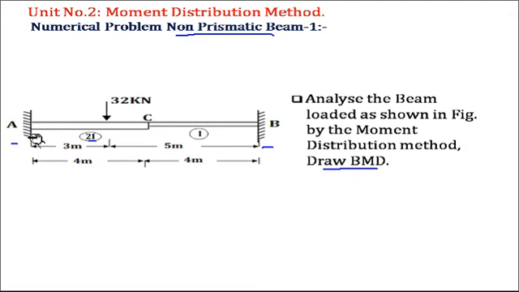Now, member AC is loaded by a point load at a distance of 3 meter from support A, and the length of member AC is 4 meter, whereas the length of member CB is 4 meter.